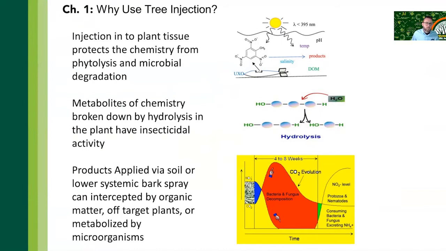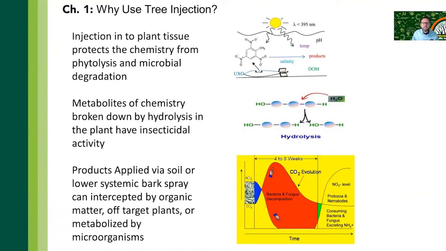The other part of that, of course, is that some of the organisms living in the soil around the tree can break down and metabolize some of these active ingredients, which results in less active ingredient getting into the tree. That results in less activity in the tree, and we might not be getting the results that we're looking for. So that's one of the reasons why using tree injection makes a lot of sense. We're protecting the chemistry, and we know exactly where it's going when we're putting it into the tree.